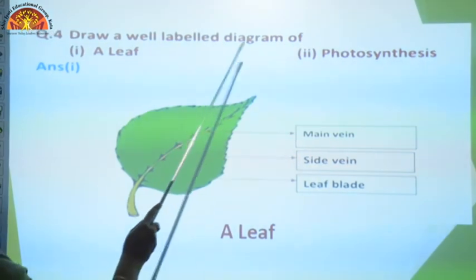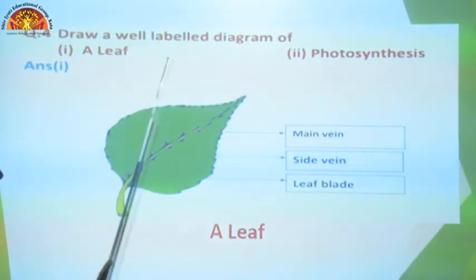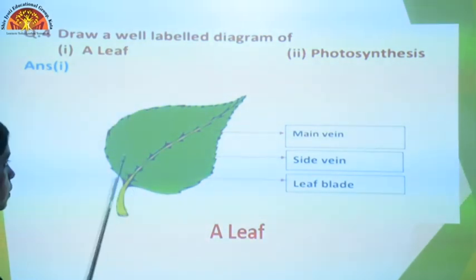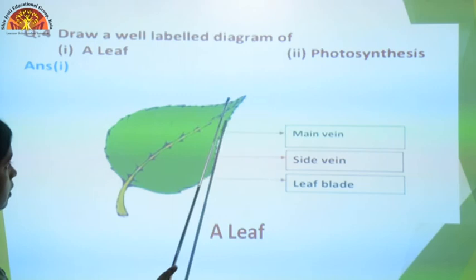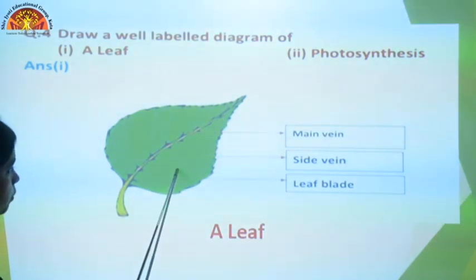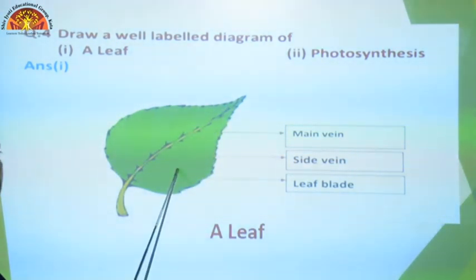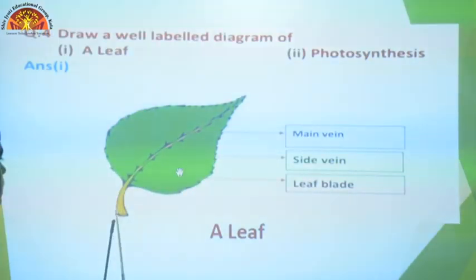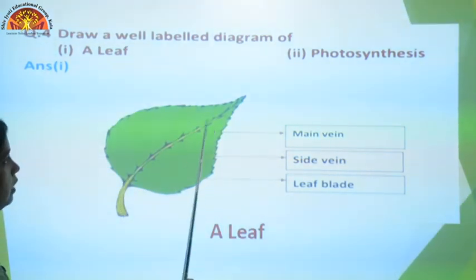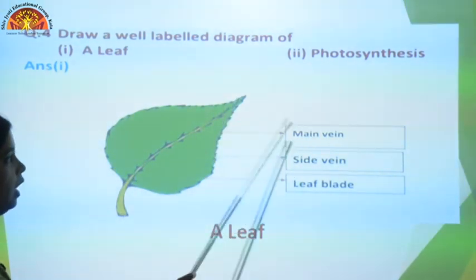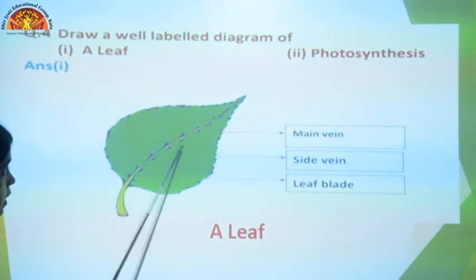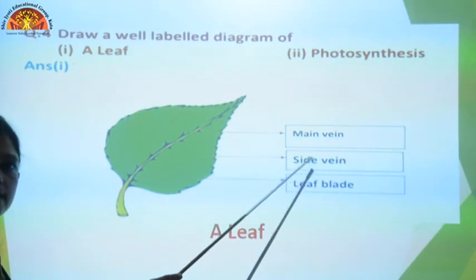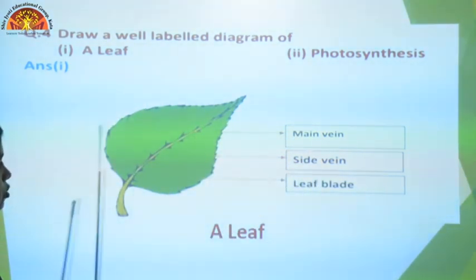Then we come to the next question. Draw a well labeled diagram of a leaf. Now see here, this is the diagram of a leaf, and I have also explained it to you earlier. This flat broad part is called the leaf blade or leaf lamina. Then you can see this tube which is running through the center of the leaf is called the main vein, and the tubes or the veins which are arising from the main vein throughout the leaf surface are called side veins. So this is about the structure of a leaf.